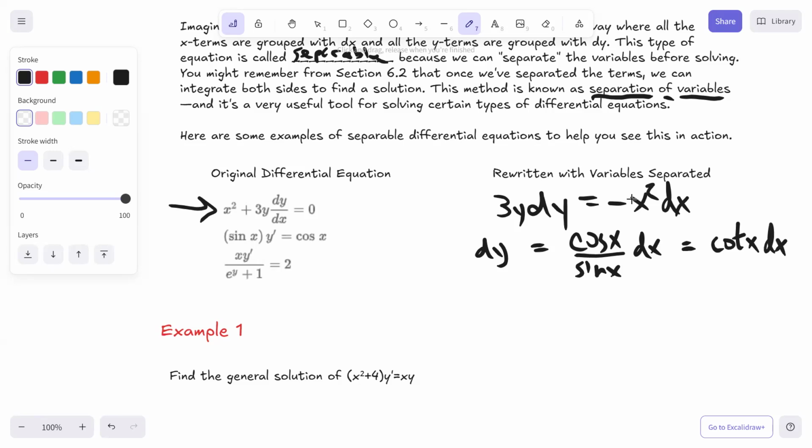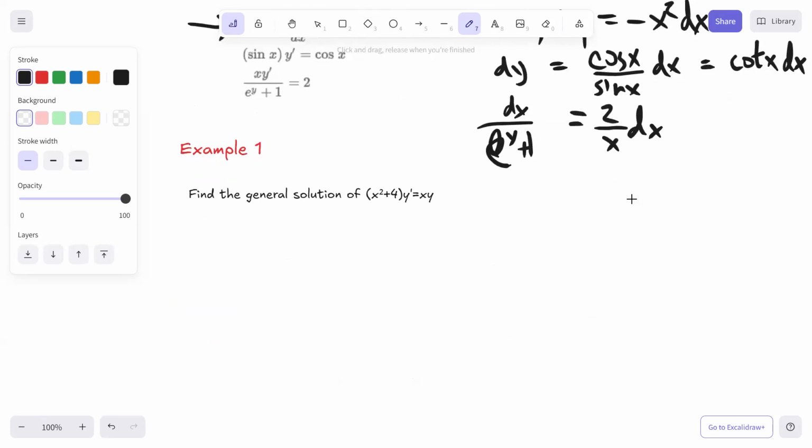And then this last one here, all we really have to do is divide by x and rewrite the y prime as dy dx. So you would have dy over e to the y plus 1 equals 2 over x dx. Now, we're not going to solve these ones, it's just setting us up.